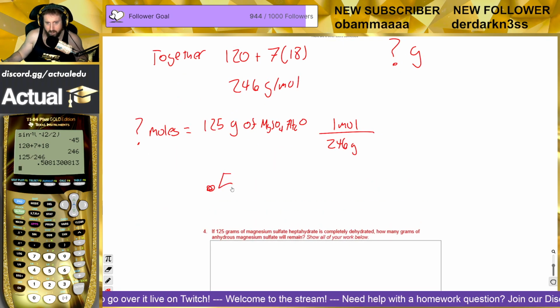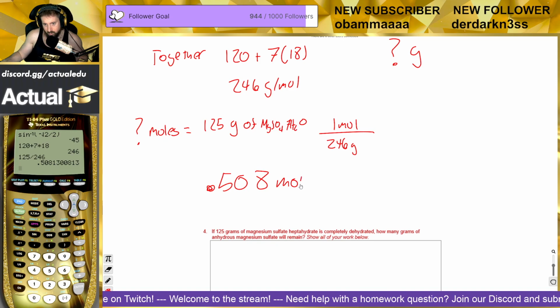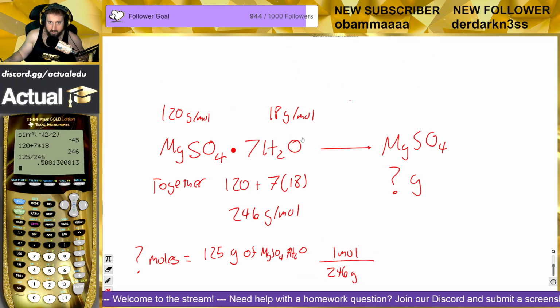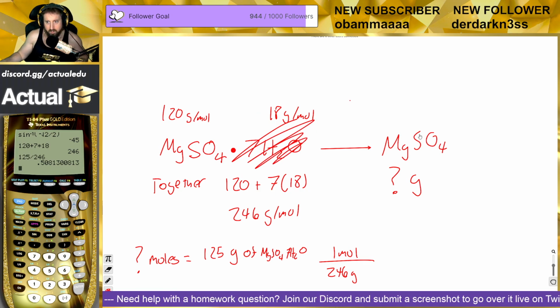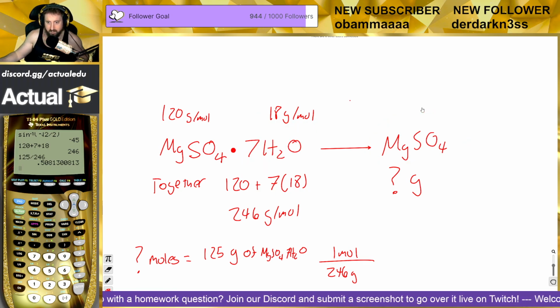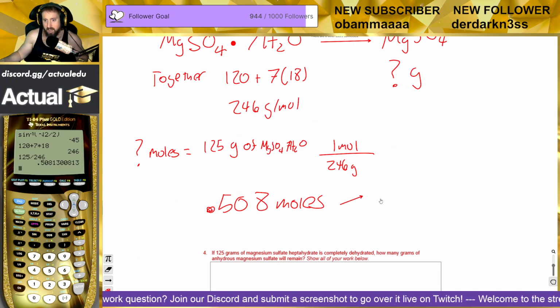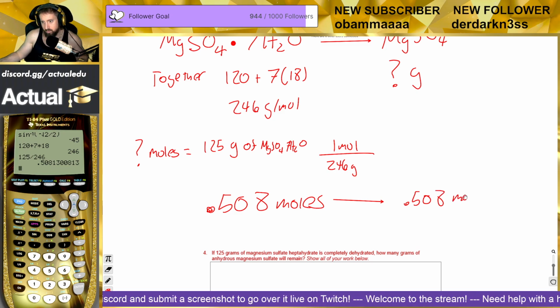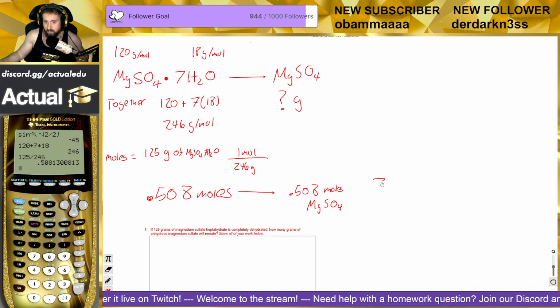Okay, so we have 0.508 moles of this whole thing, right? When I dehydrate it, I get rid of the H2O, and we're left with just this, okay? So now I'm going to have 0.508 moles of MgSO4, which I can figure out how many grams that is, right? So I can say, cool, how many grams is 0.508 moles of MgSO4?